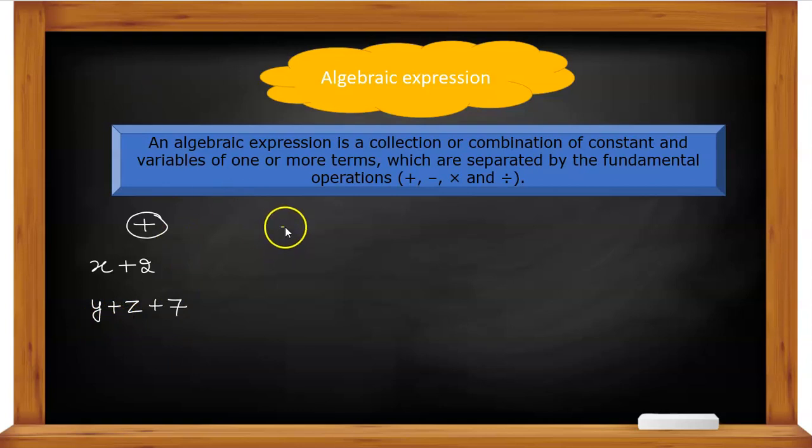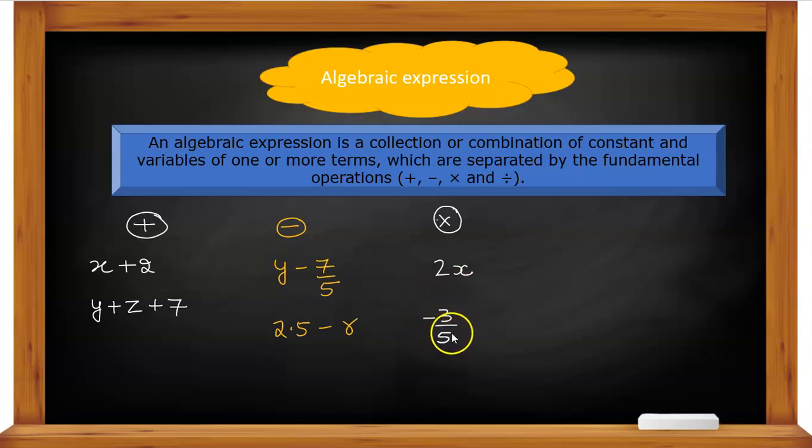Secondly, how I can frame algebraic expression with the operation of subtraction. Suppose if I take y minus 7 over 5. Now this is an algebraic expression. For example, if I write 2.5 minus r. Now this is also an algebraic expression. Now multiplication. Multiplication means product, right? So if I take the product of 2 and x, the expression will become 2x. If I take the product of minus 3 over 5 and m, the expression will become minus 3 over 5m, right? And divide.